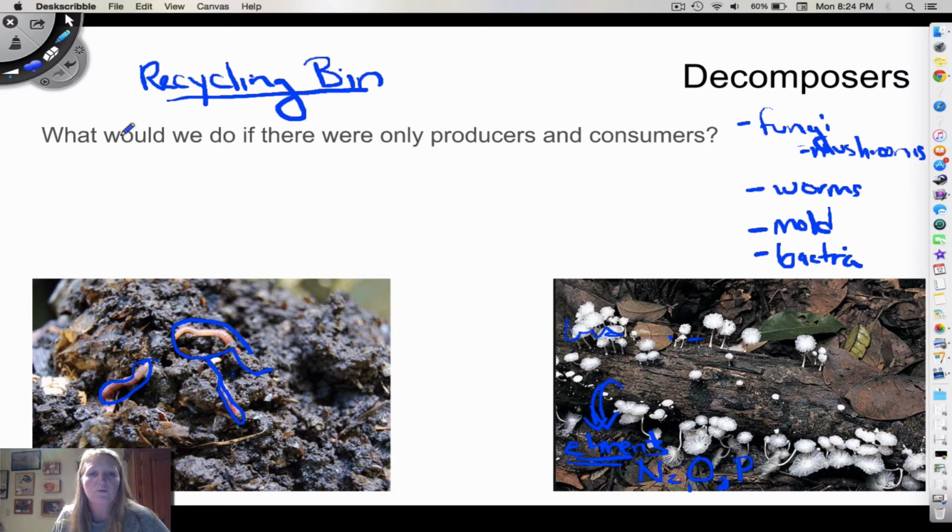Because what would we do if there were only producers and consumers? We would be sifting through the debris of fallen trees because they wouldn't be able to break down. So all the trees that fell in that fall would only still be on the ground now. They wouldn't be breaking down. They wouldn't be changing back into soil, right? And we need all these things too. All the dead animals, we would just be walking around among carcasses of animals. We'd have to scoop it up and move it over, right? So decomposers are absolutely crucial.